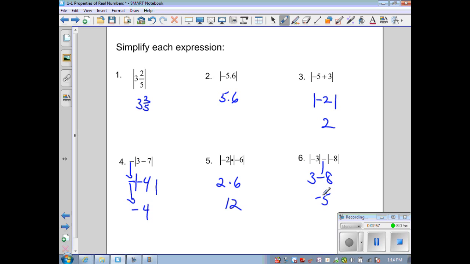Notice the difference between these two expressions. Here the quantity is surrounded by the absolute value, therefore I have to simplify to a single quantity. Here, each absolute value has its own term. Therefore, I can perform the absolute value operation.